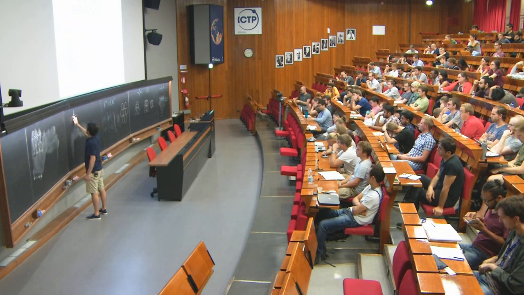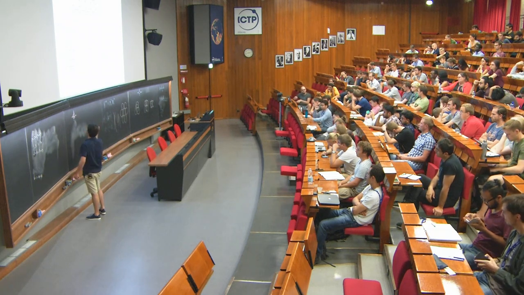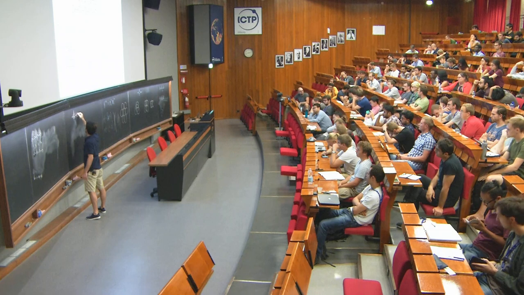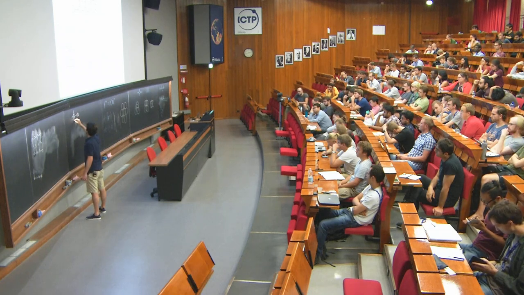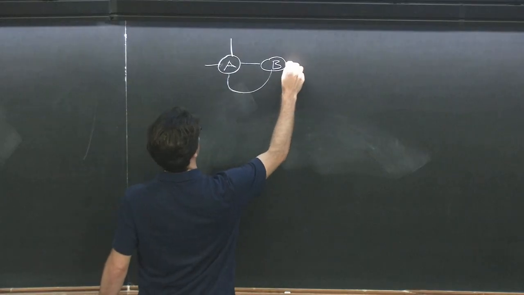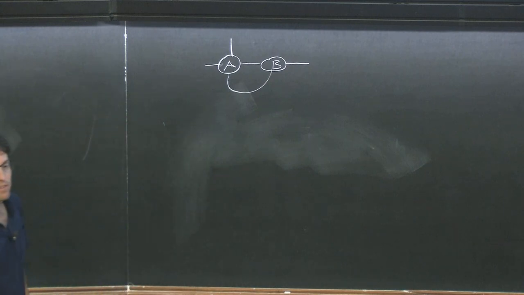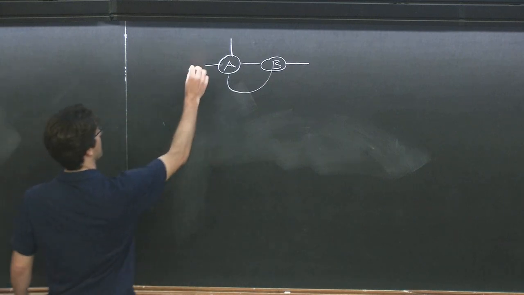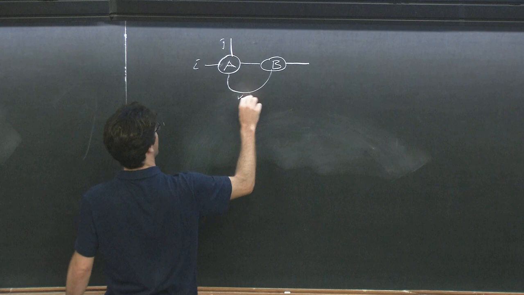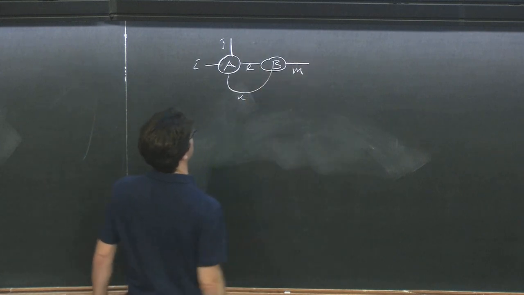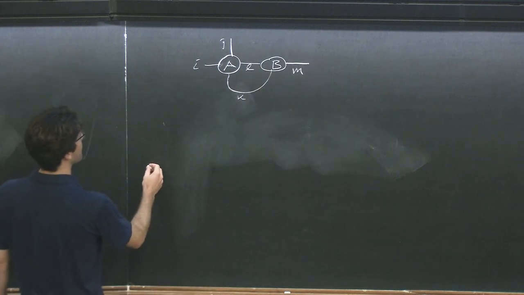We have some tensor A with four lines, and some other tensor B, maybe more like this, with three lines. And let's say we're doing that contraction. Let's just call these indices I, J, K, L, M.